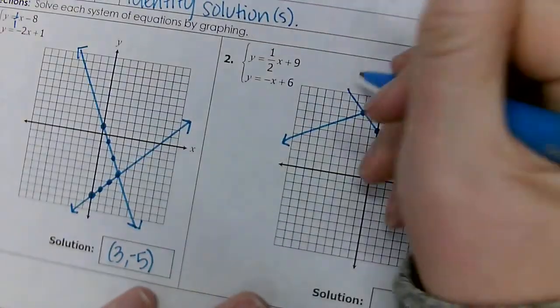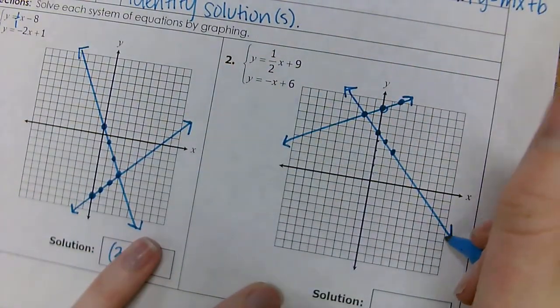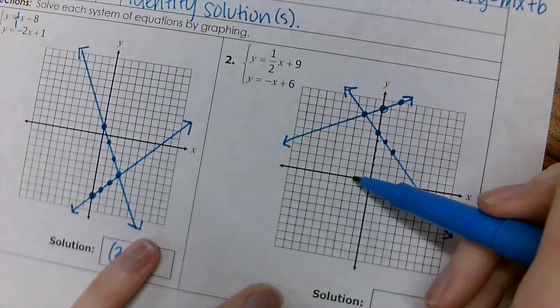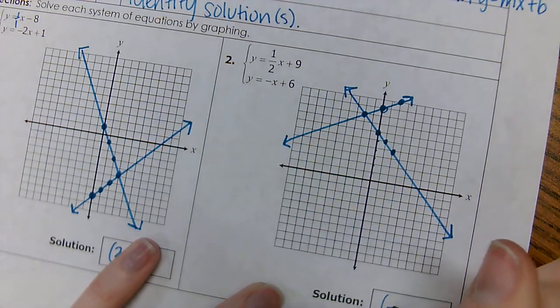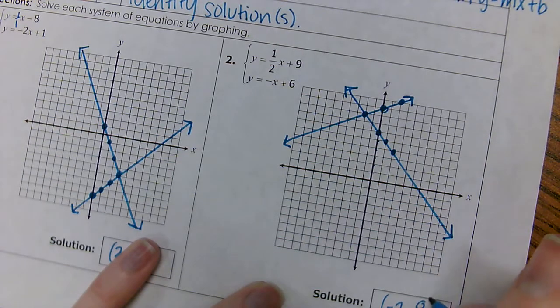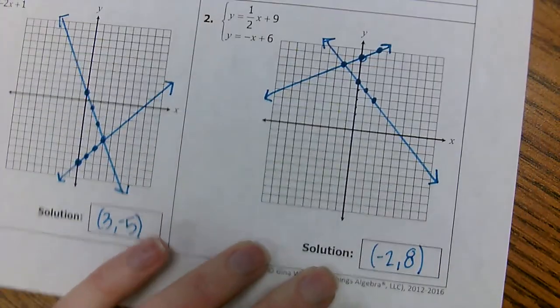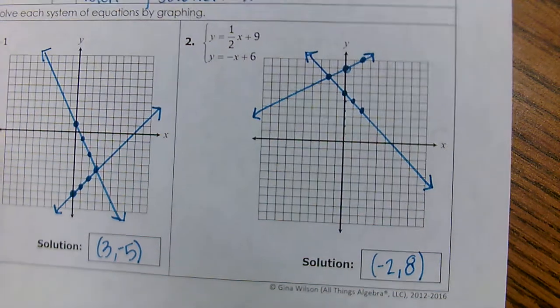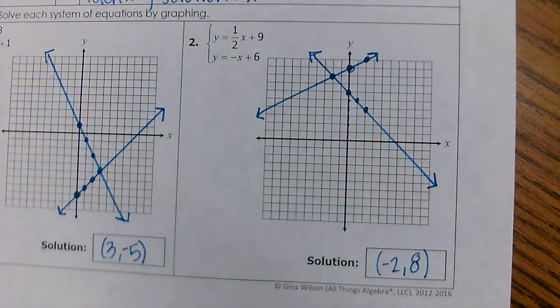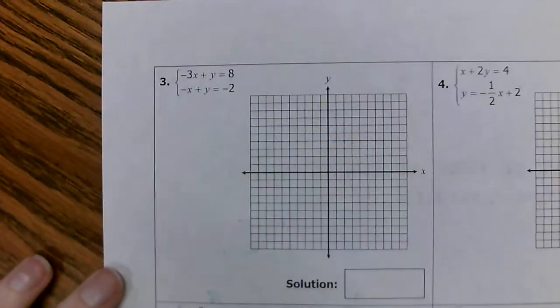And it looks like this one intersects here at negative 2, positive 8. Negative 2, positive 8. How'd you do? Alright, I want to skip a little bit. Turn over to number 3.